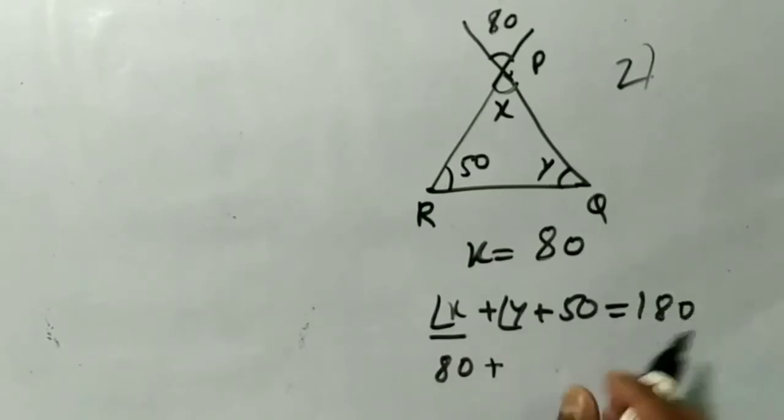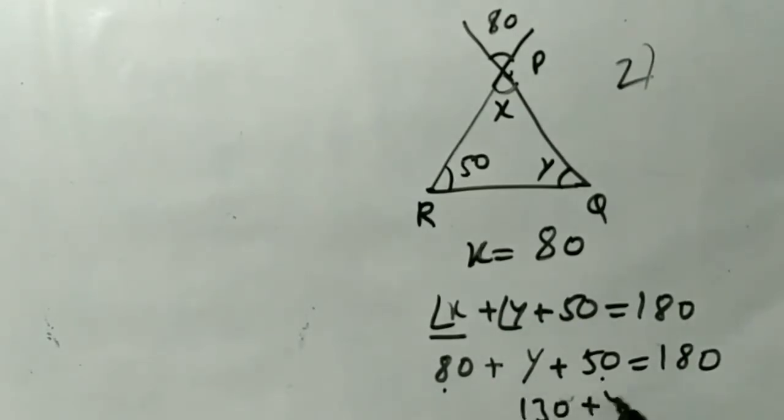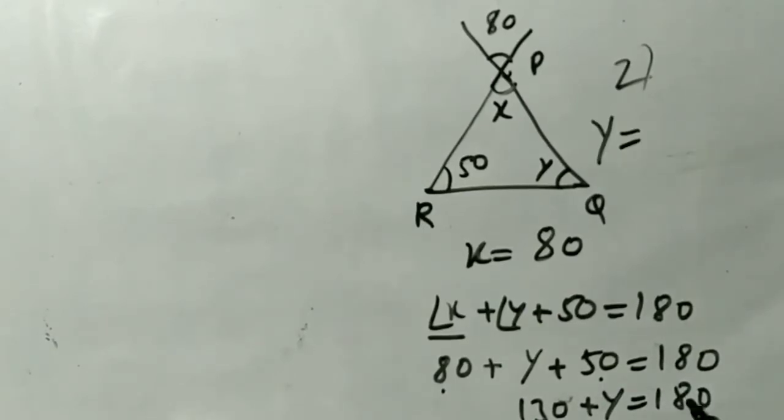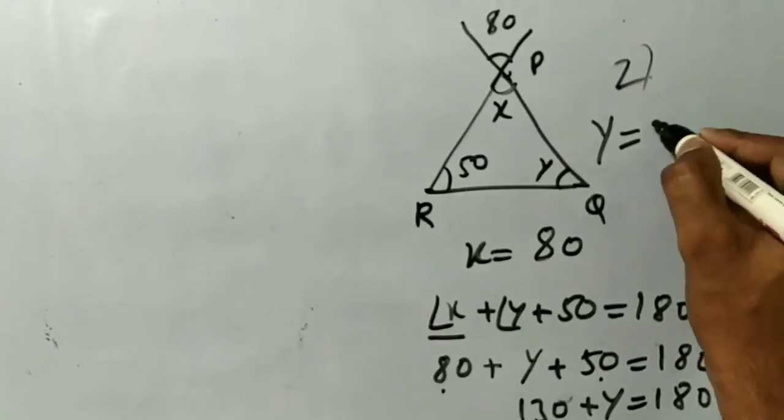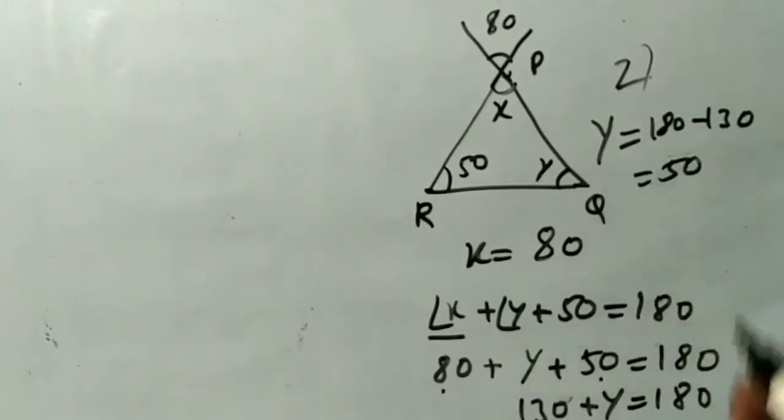Let us consider y plus 50 is equal to 180. This is 80 plus 50 makes 130. 130 plus y is equal to 180. If the 130 comes to the other side, it becomes minus. So 180 minus 130 is equal to 50. Y is equal to 50.